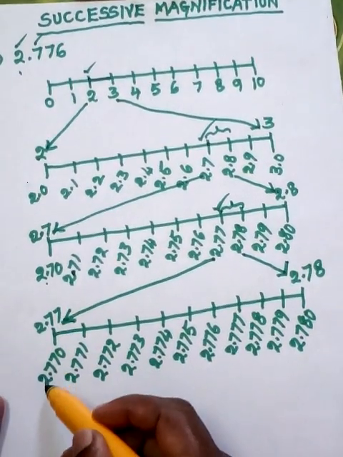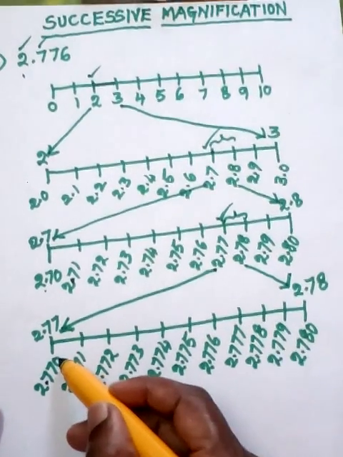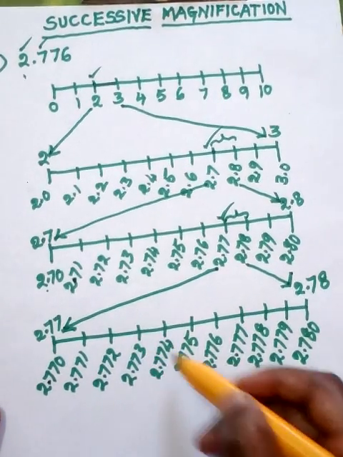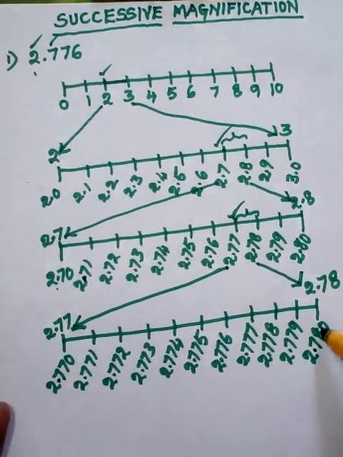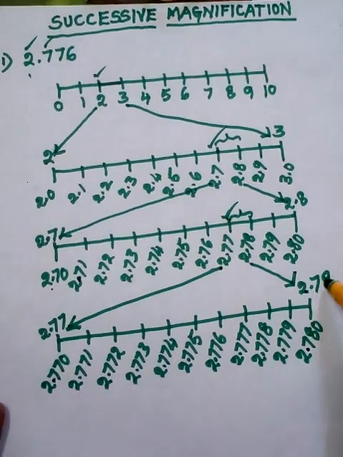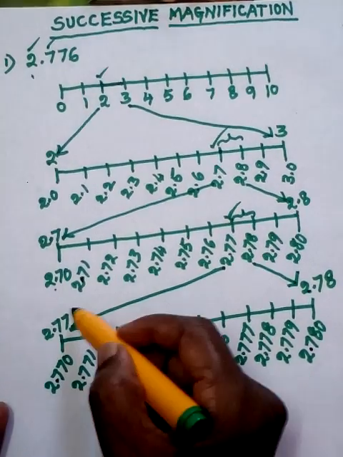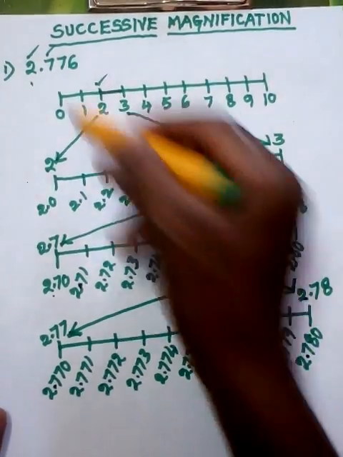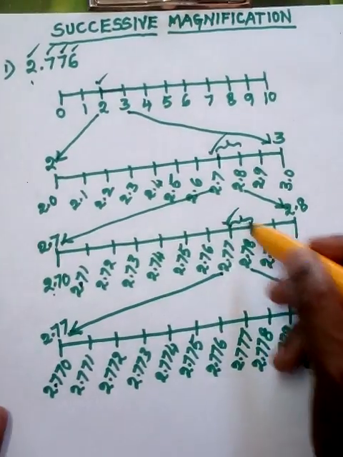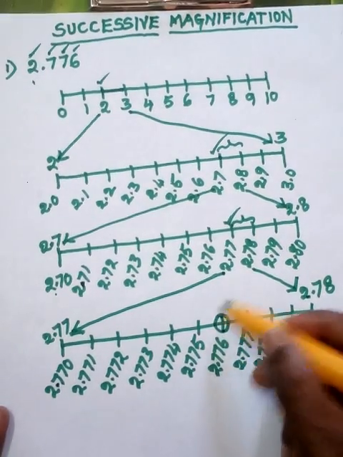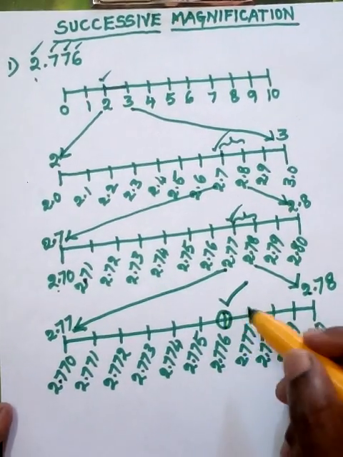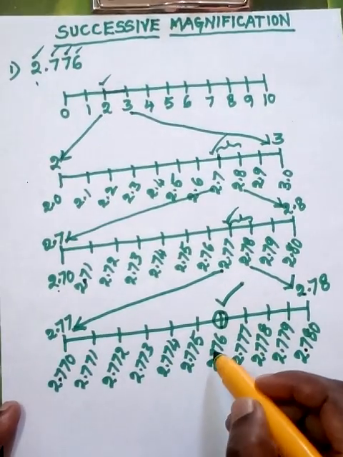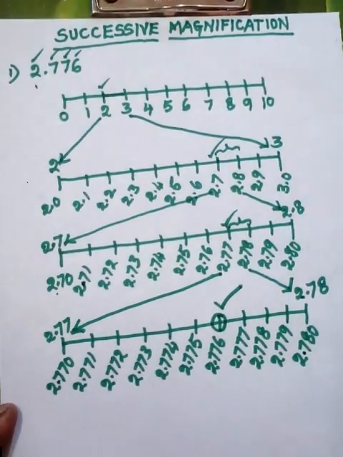This 2.77 is called 2.770, and the next numbers are 2.771, 2.772, 2.773 etc. The last one is 2.780, otherwise called 2.78, meaning there is a 0 here. Out of these numbers we got our required number 2.776. So 2.776 is this number. This is the way to represent decimal numbers on a number line using the successive magnification method.